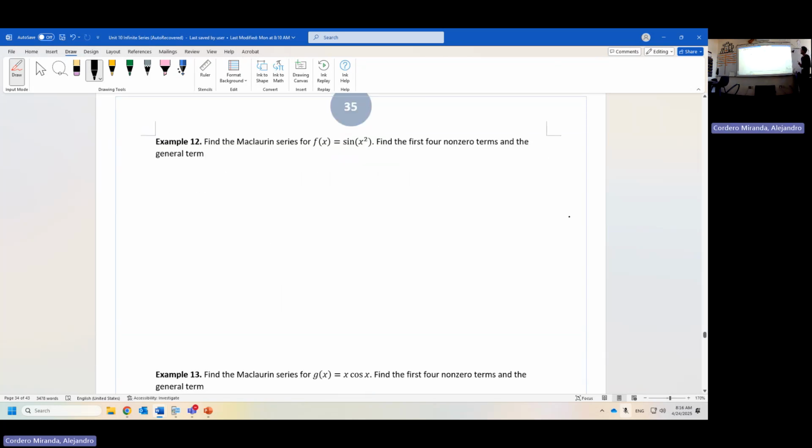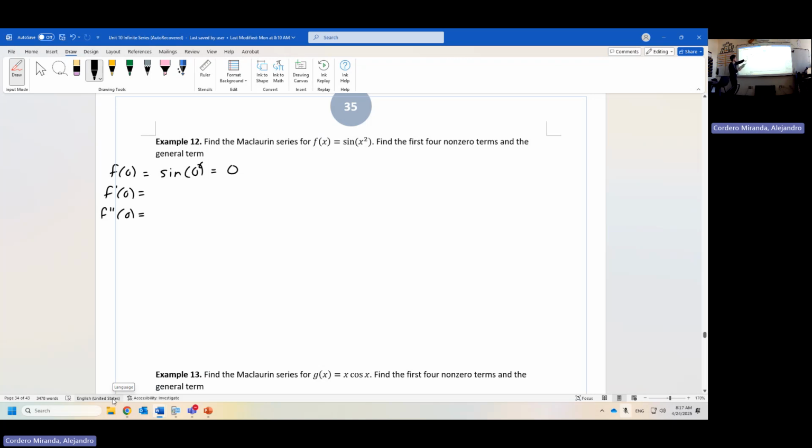Because look at this next one. It says find the Maclaurin series for sine of x squared, and then find the first 4 non-zero terms and the general term. Okay, so if you just saw this at the beginning of class, then your first instinct might have been to do f of 0, f prime of 0, f double prime of 0, etc. And that would work, and good job, this would get you the answer eventually. But let me do it: f of 0 would be sine of 0 squared, which is sine of 0, so that's 0. Okay, no problem so far.